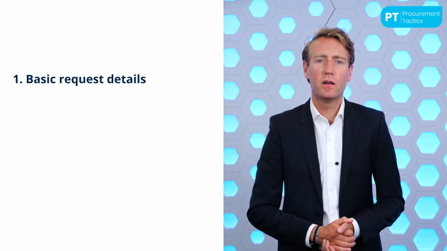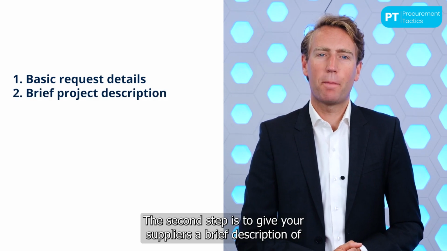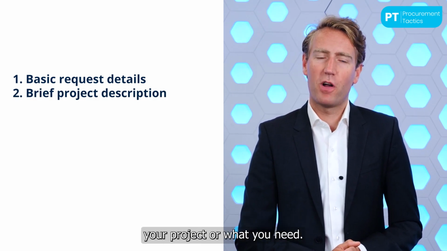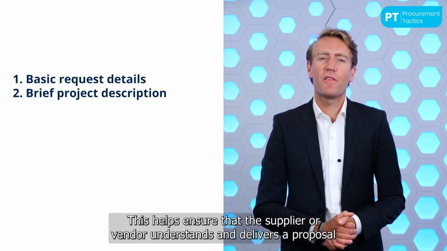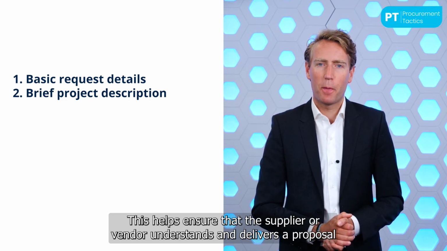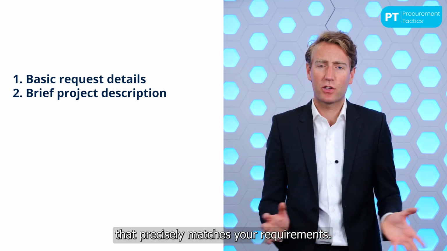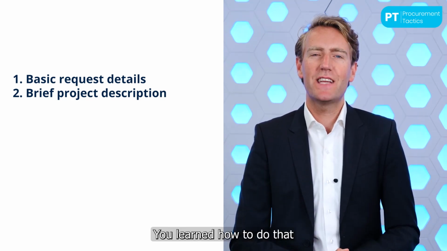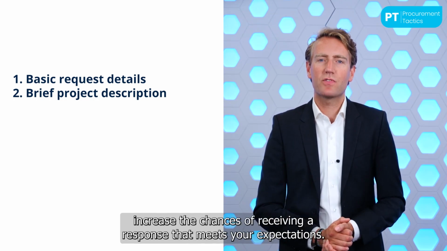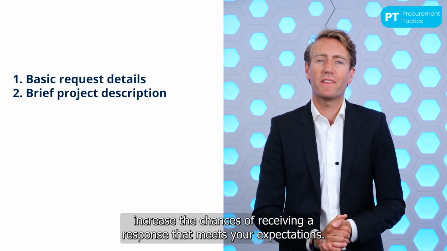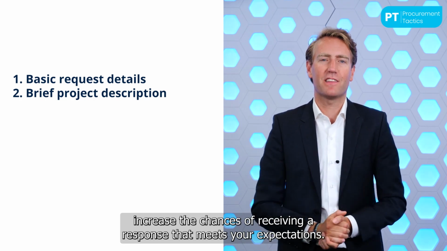The second step is to give your suppliers a brief description of your project or what you need. This helps ensure that the supplier or vendor understands and delivers a proposal that precisely matches your requirements. You learned how to do that in the last lesson. By clearly outlining your needs, you can increase the chances of receiving a response that meets your expectations.